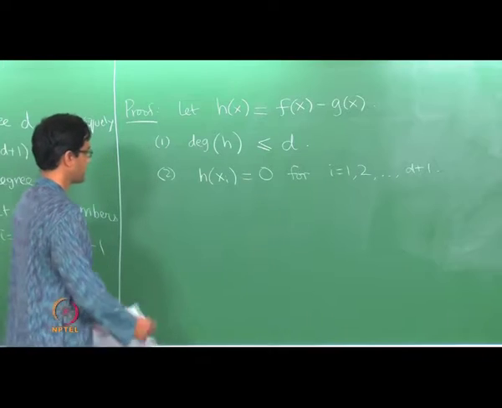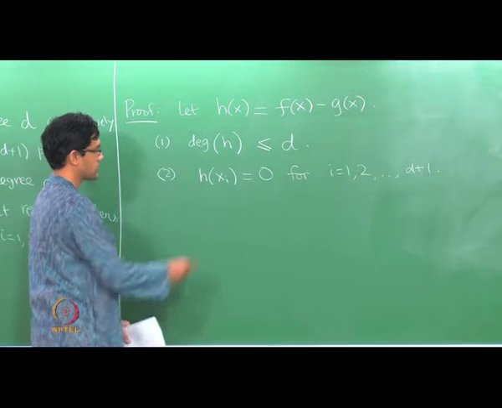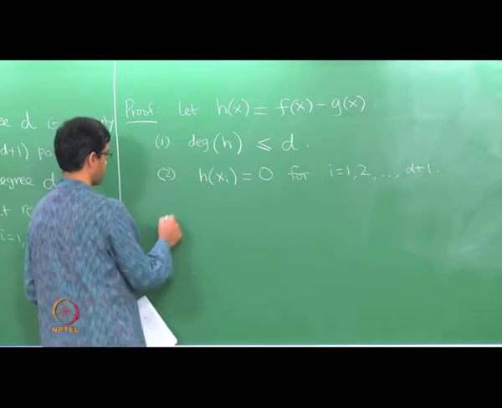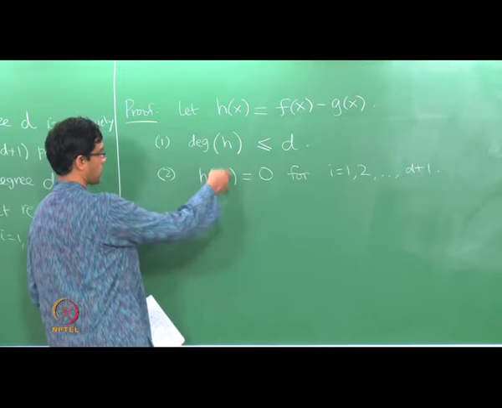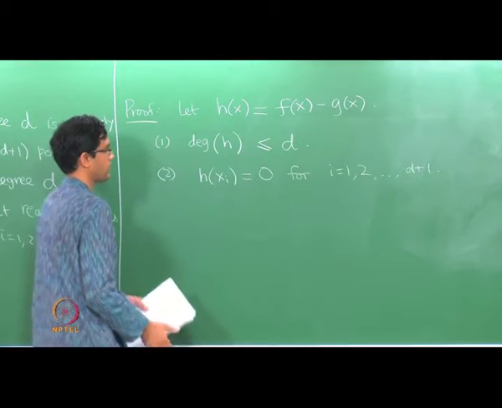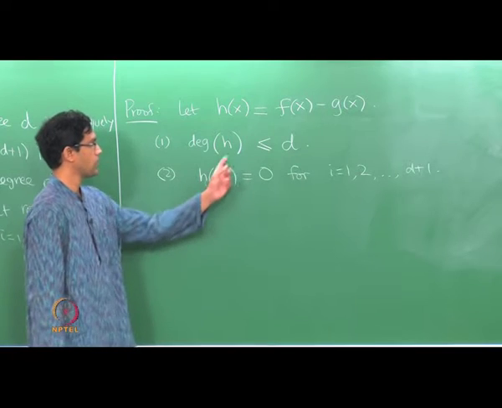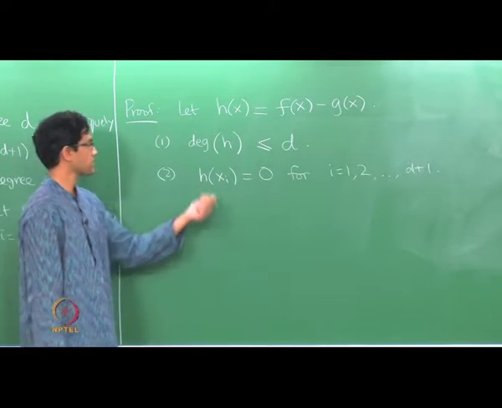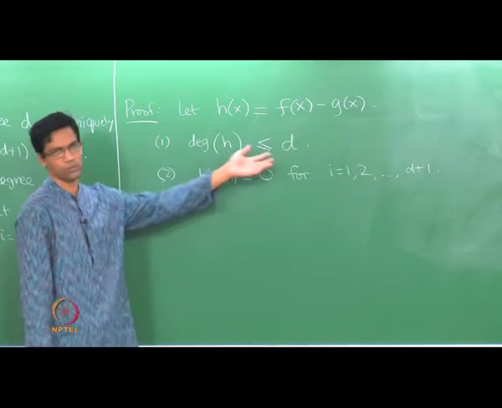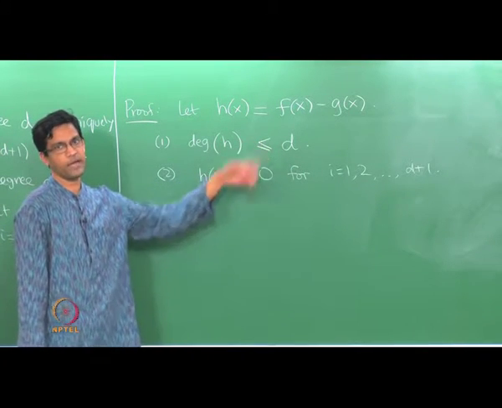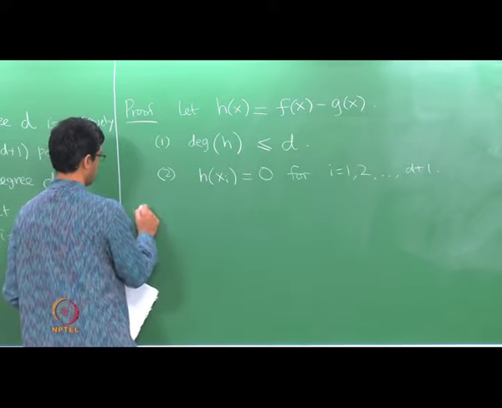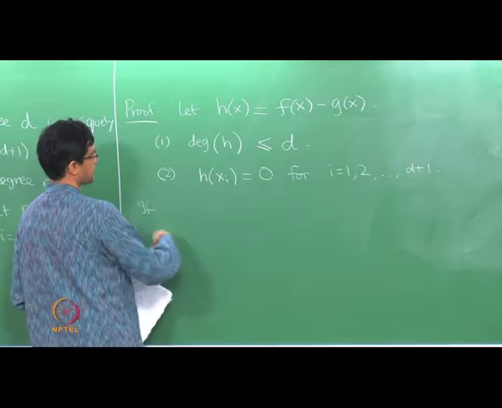Now, observe that the second statement means that these d plus 1 points are roots of this polynomial h. So, this already violates the thing we looked at last time, which is that a polynomial of degree d can have at most d distinct roots. Here is a polynomial whose degree is at most d, so it could not possibly have more than d roots. Let us just complete the proof formally.